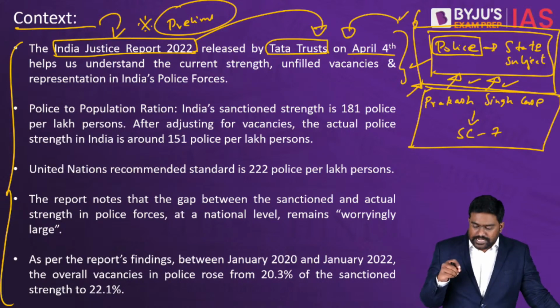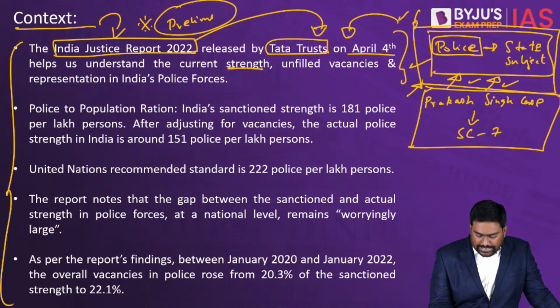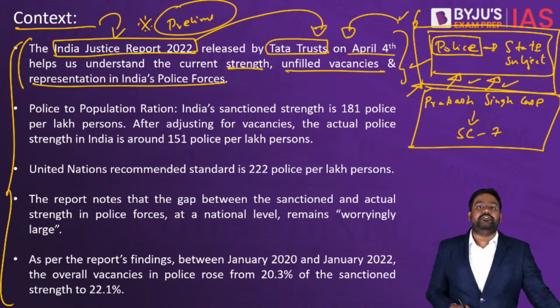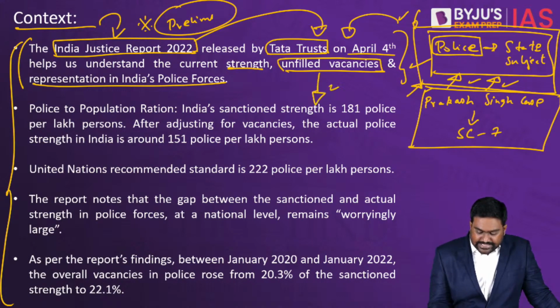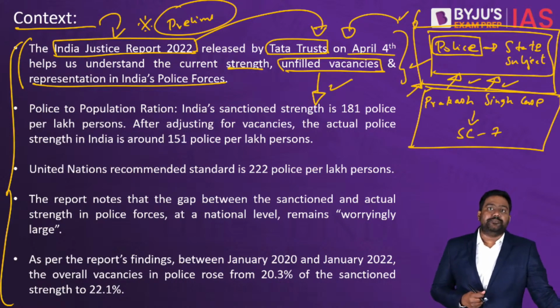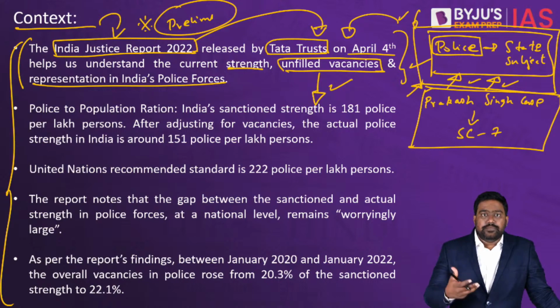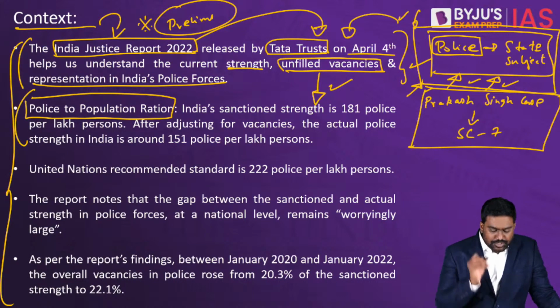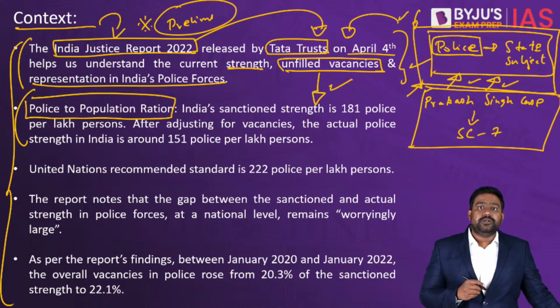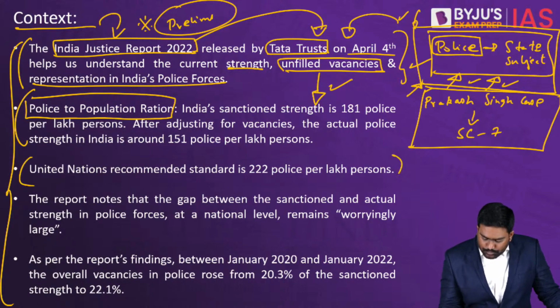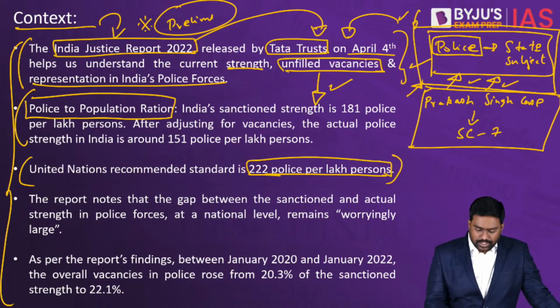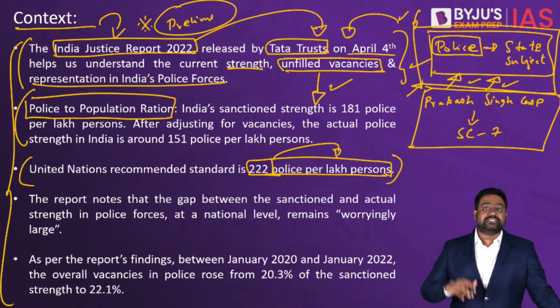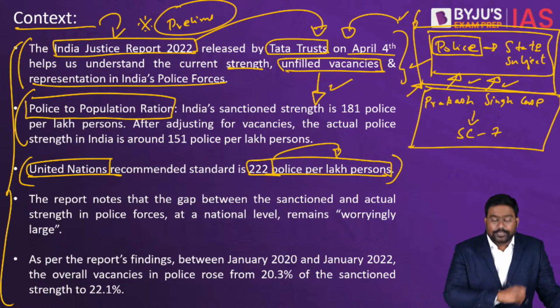One critical problem in our policing system is the strength and the vacancies that go unfilled. The sanctioned strength is not being met by the state governments. There are a lot of unfilled vacancies which is increasing the burden on the policing system. See, first of all, India is lagging behind the world when it comes to police to population ratio. According to the United Nations, the ideal police to population ratio should be 222 police per 1 lakh people. For every 1 lakh citizens, you should have at least 222 police officers. This is a UN recommended police to population ratio.